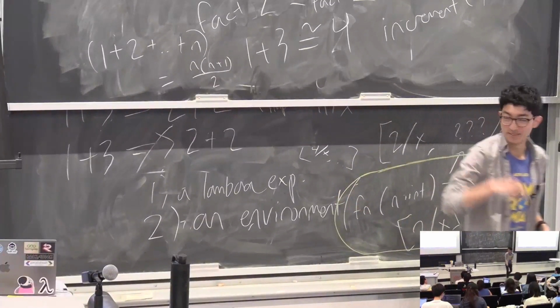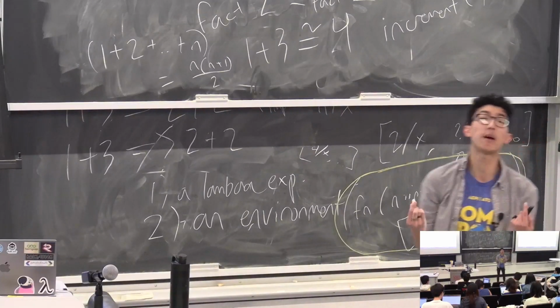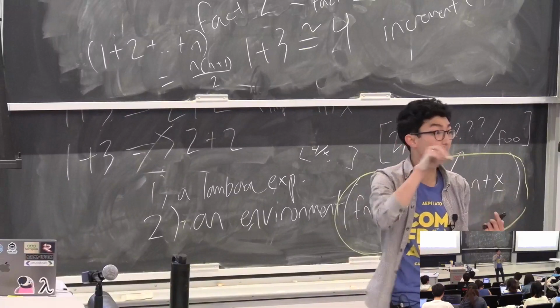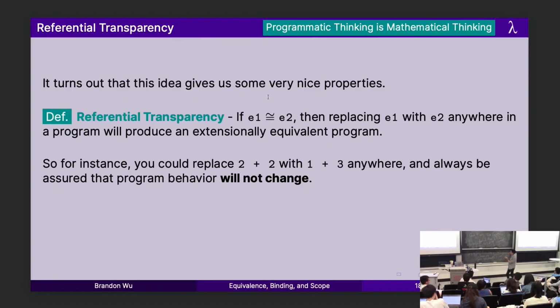They're equivalent, so I can swap them for each other whenever I see them. Same thing with my code. I should be able to think about my code like I think about a mathematical expression that I'm trying to prove something about, because I want to prove stuff about my code. So if I see 2 plus 2 in an SML program, I can replace it textually with 1 plus 3, or anything equivalent to 1 plus 3, anywhere I want. The behavior will not change. I will always get the same thing out.